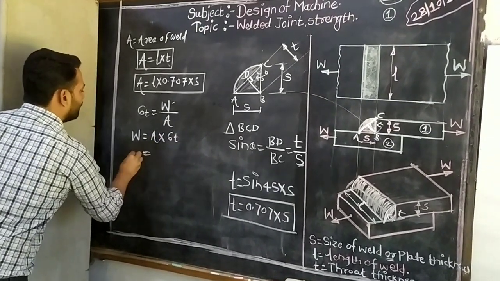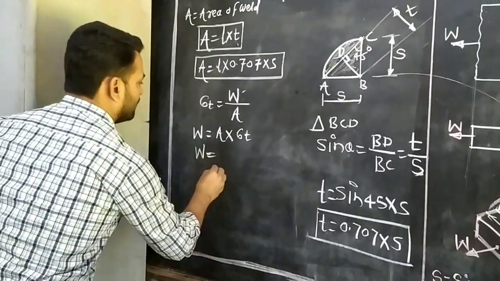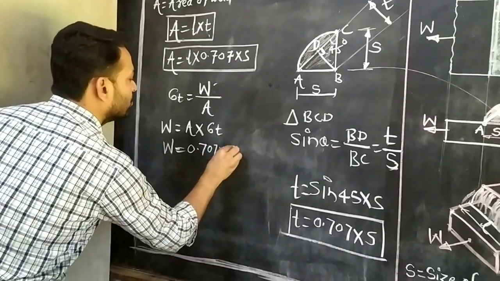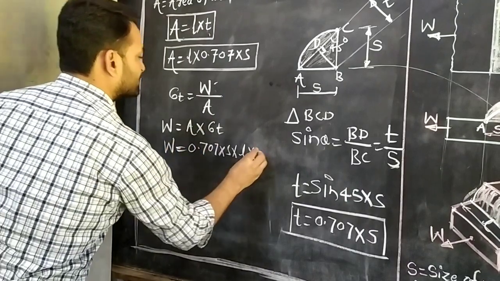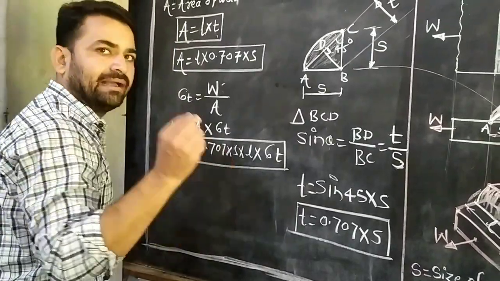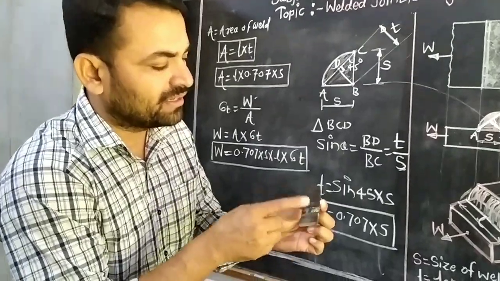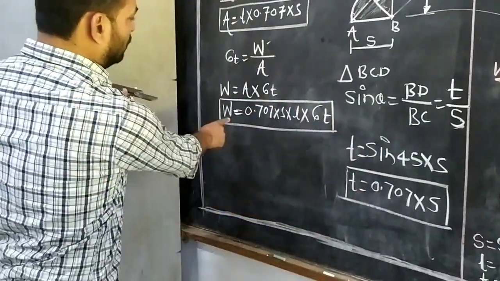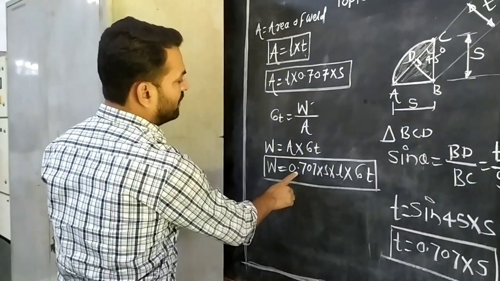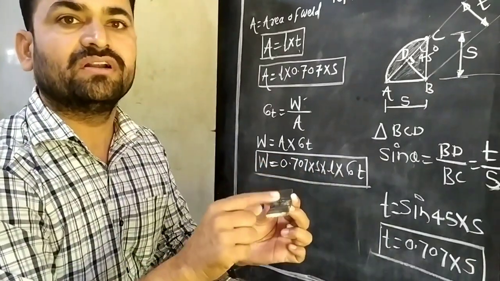See here, now we have the value of area, 0.707 into S into L, multiplied by sigma T. This is the tensile strength of a single transverse fillet weld. If I weld over here, the strength of this weld, or load carried by this weld, will be equal to 0.707 multiplied by S multiplied by L multiplied by tensile strength. This is a single transverse fillet weld.